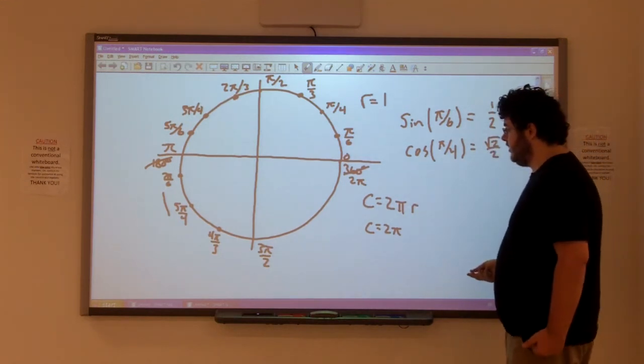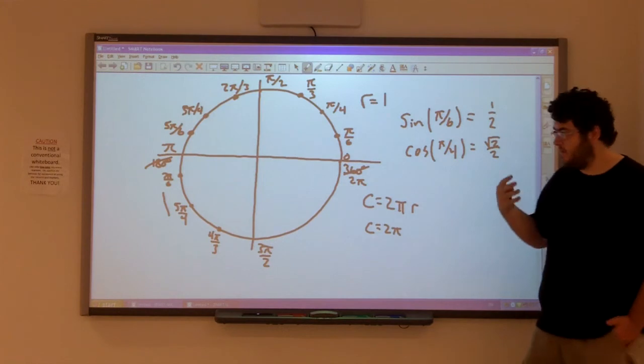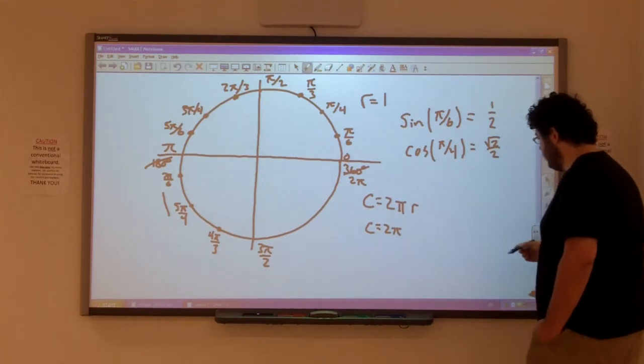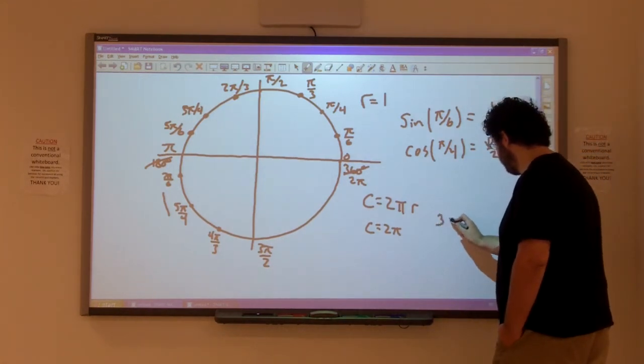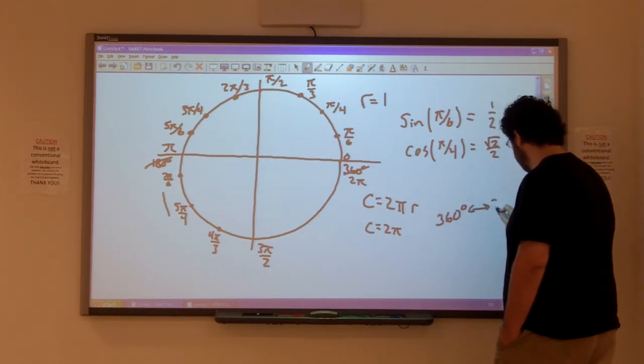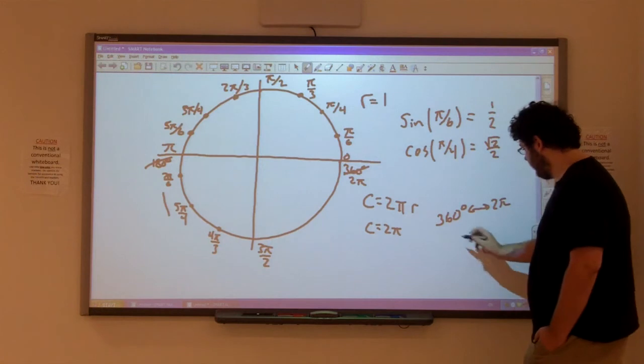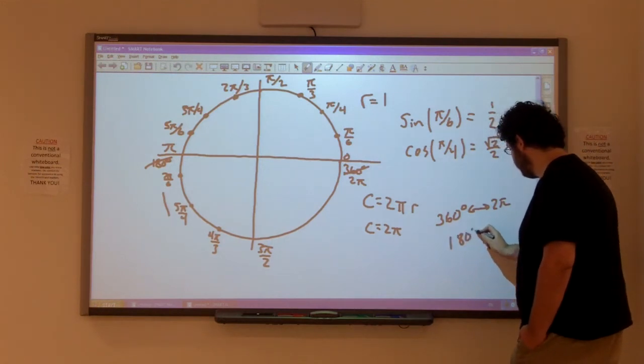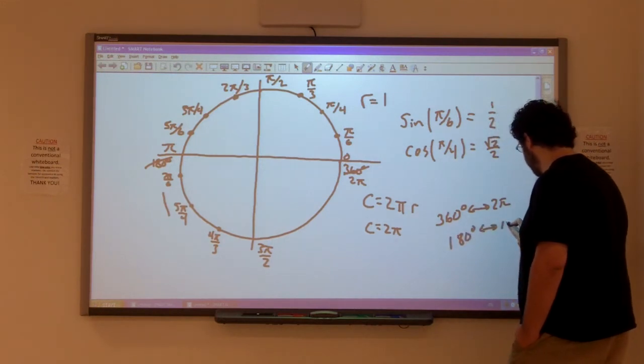And so if you really want to convert back and forth, because you might not be used to it yet, the conversion is there are 360 degrees in every 2 pi. Another way to write that is there's 180 degrees for every pi.